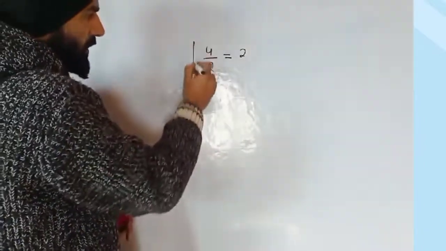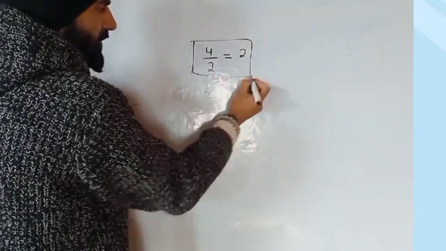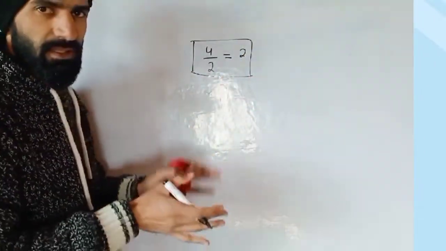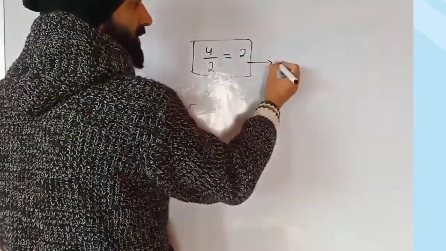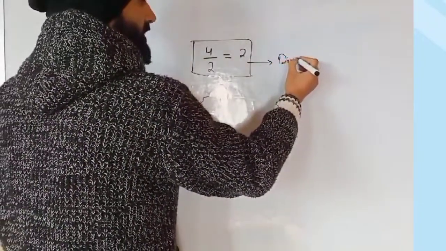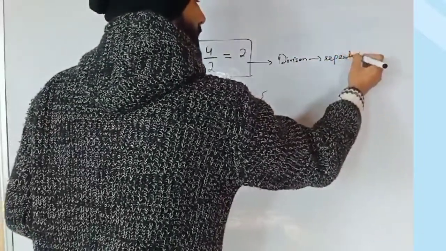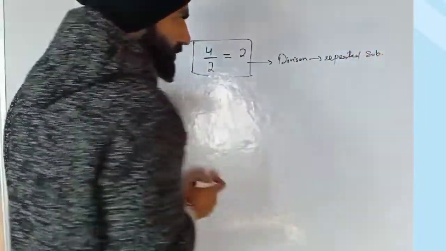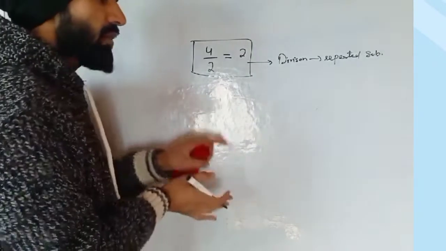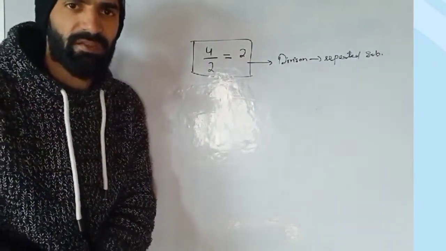Now, one more definition that helps us understand what division basically is: division is repeated subtraction. Division is nothing but repeated subtraction. How? How you can relate division with subtraction is simple.